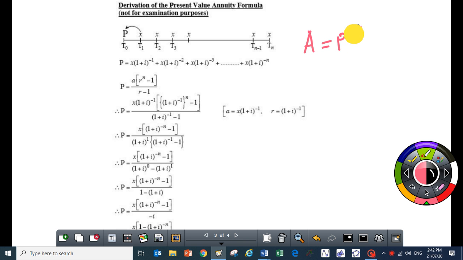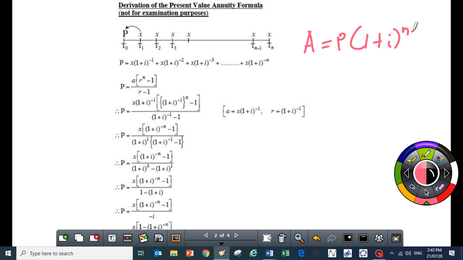A is equal to P times (1 plus i) raised to the power of n. Sometimes you may need to calculate that P, which is the amount borrowed or the amount invested. Okay, so use your knowledge of exponents, that P can be written as A times (1 plus i) raised to the power of minus n.